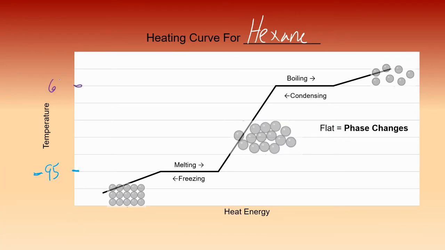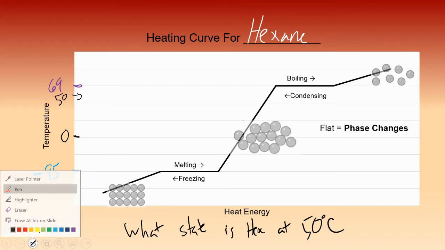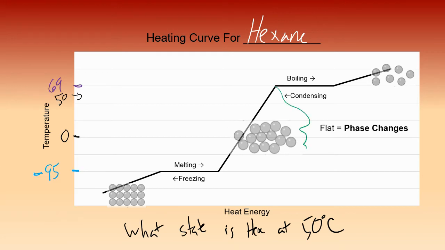So if I asked you, for example, what state is hexane at 50 degrees Celsius? 50 degrees Celsius is going to be between negative 95 and 69, right? Somewhere about halfway would be a 0 point, and then the rest of the way would be up to 69. So 50 would be pretty close here, right? Somewhere around here would be 50. And in that 50 region, because we hadn't reached the boiling point yet, that would be the liquid region, right? So this is all the liquid region.